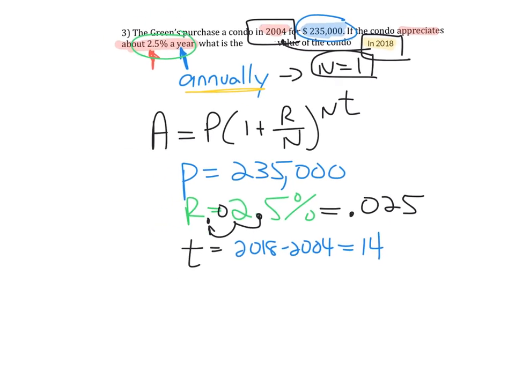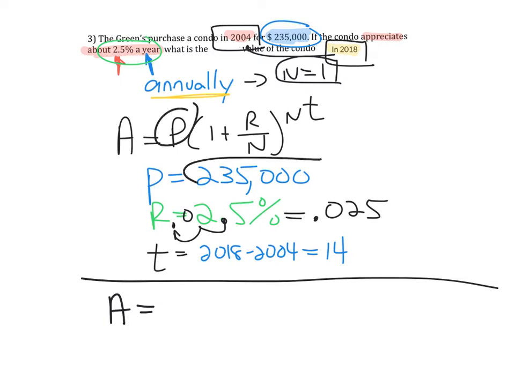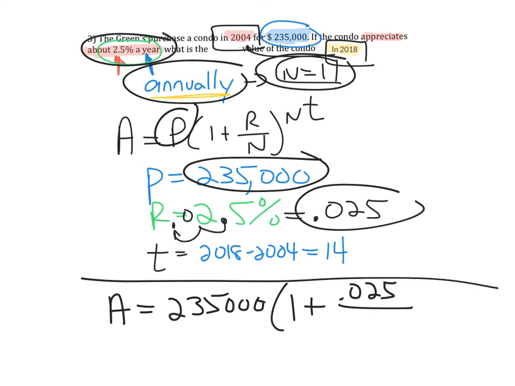So let's plug into this interest formula 1. Remember, it's annually, so that's why I'm using interest formula 1, and I'm not using interest formula 2 for continuously. Here the principal, the value of the condo, $235,000, parentheses 1 plus R over N. Well, R was 0.025. N for annually is going to be 1, raised to the N times T, so that's going to be 1 times 14 power.